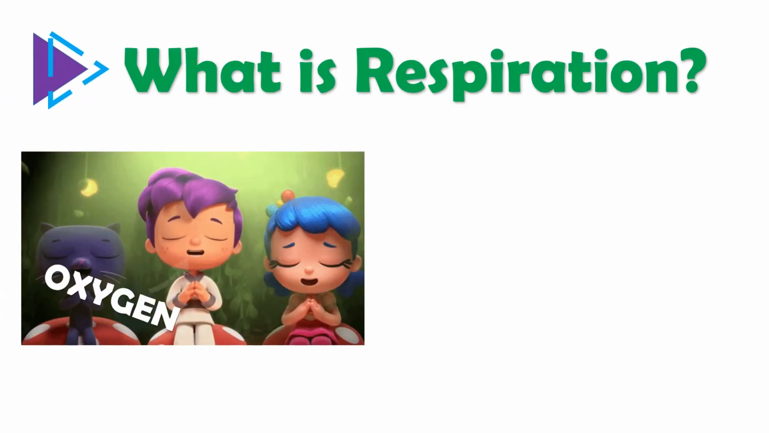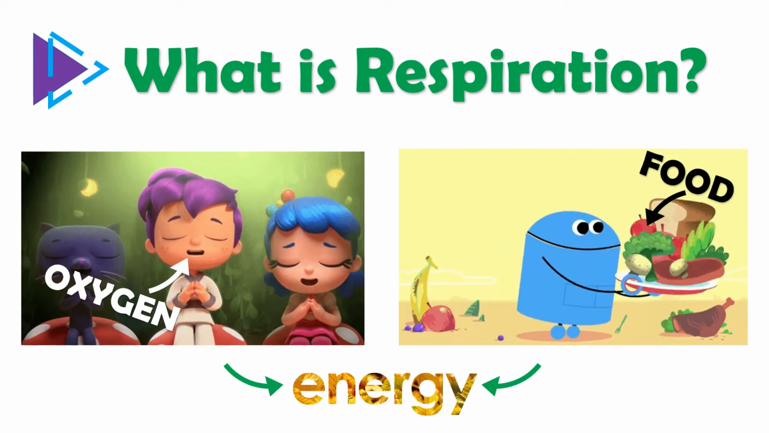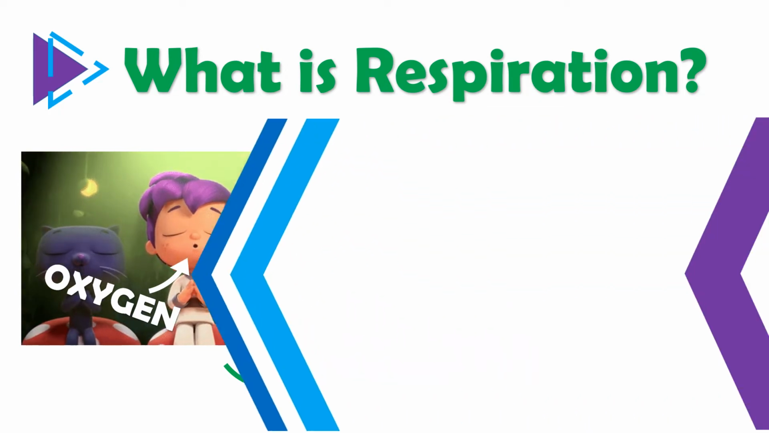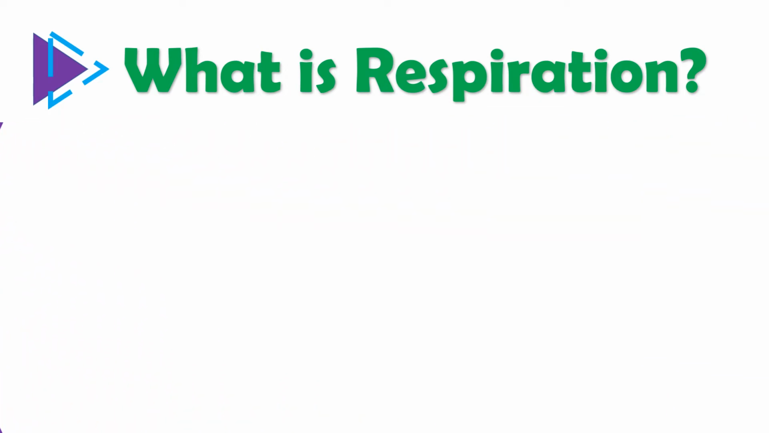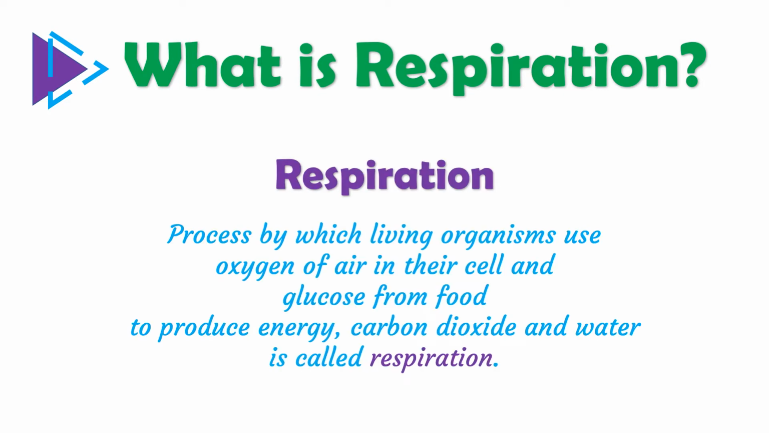Then what is respiration? We need oxygen and food to get energy. This is called respiration. Let's look at the proper definition of respiration. Respiration is the process by which cells of an organism obtain oxygen from air and use glucose of the food to produce energy, carbon dioxide and water.